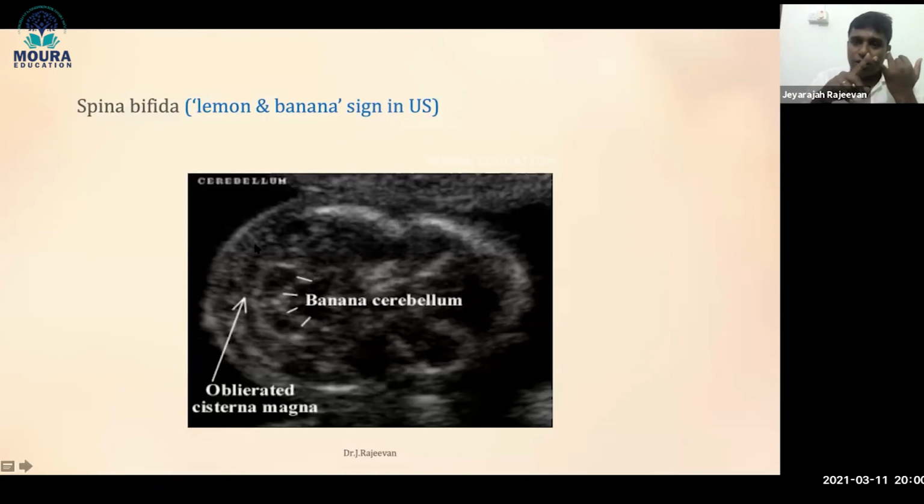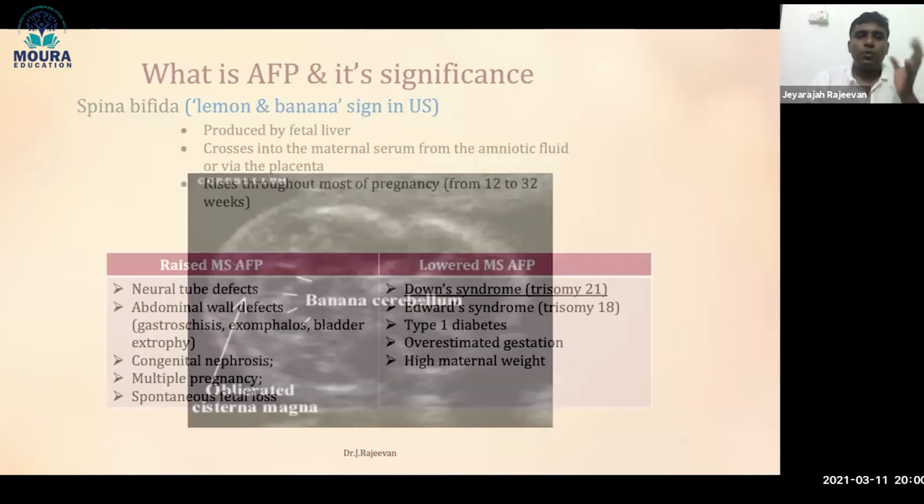Closed neural tube defect does not have elevated alpha fetoprotein. Open neural tube defect has elevated alpha fetoprotein. This is a common MCQ. Please, the theory students, remember this. Right? Okay.